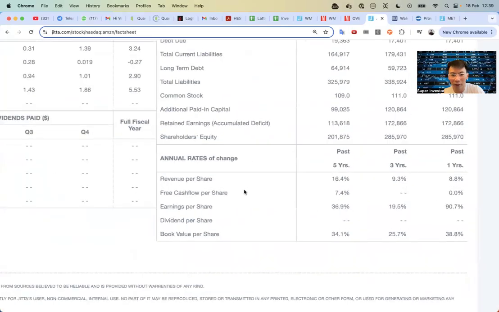Earnings per share, this is amazing. Okay, 36%, 19%, 90%. So there's a huge spike in earnings per share. There may be some extraordinary earnings, like they sell away certain portions and things like that.